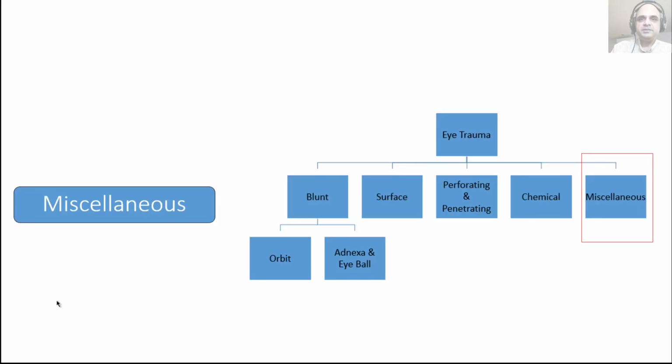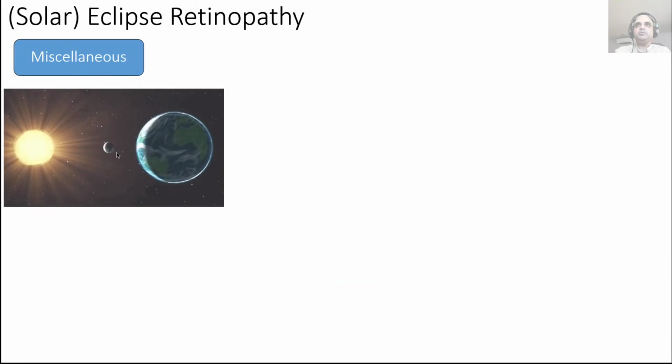We're at the end, the miscellaneous category, and the first we'll talk about is called eclipse retinopathy or solar eclipse retinopathy. And this happens because the moon is 400 times smaller than the sun. It's also 400 times closer to the earth than the sun is. So because of this size distance coincidence, when the sun and the moon and the earth are in one line, the moon is able to completely block out the sun from us. And if you're fortuitous enough to be standing in a location where this happens, you will observe something called a complete or a total solar eclipse.